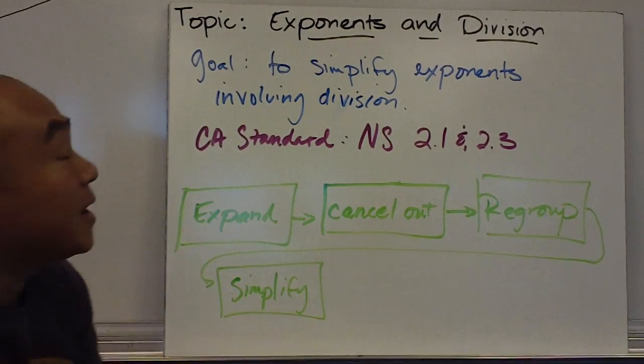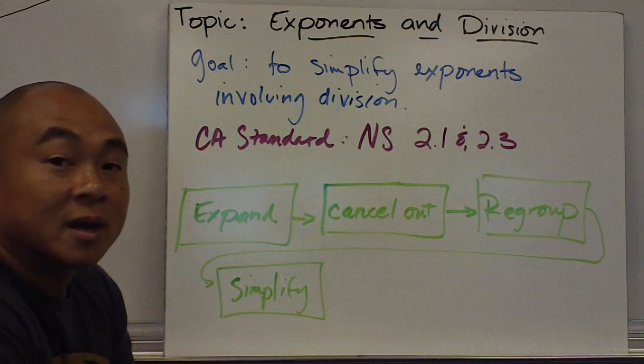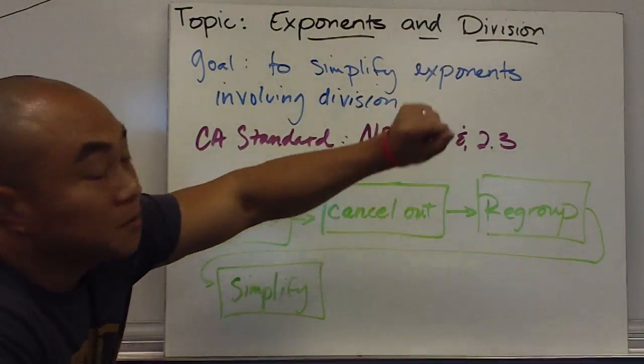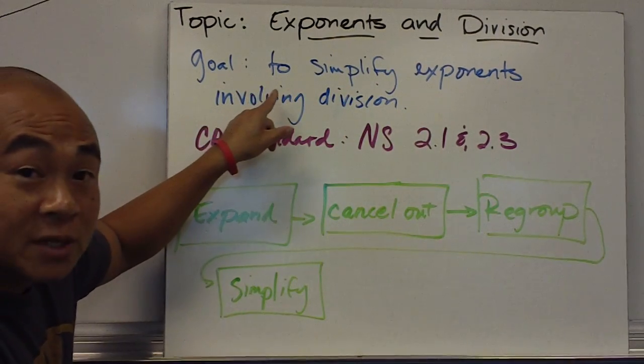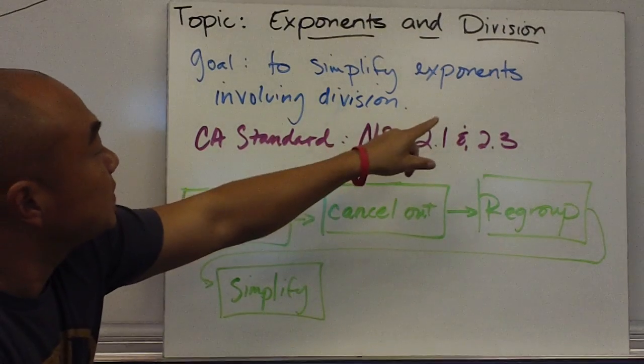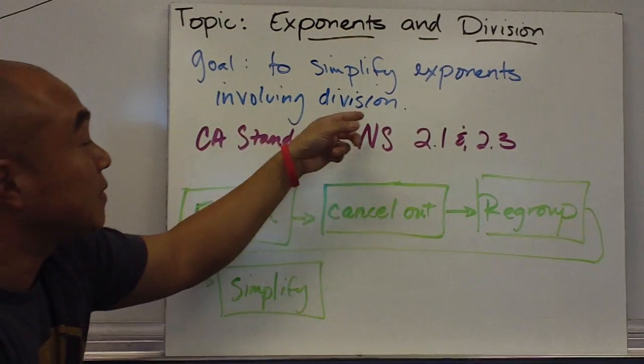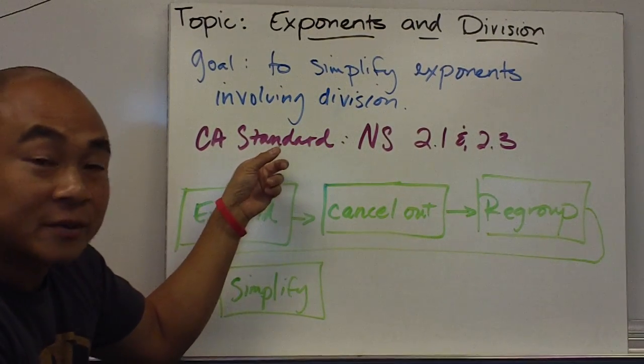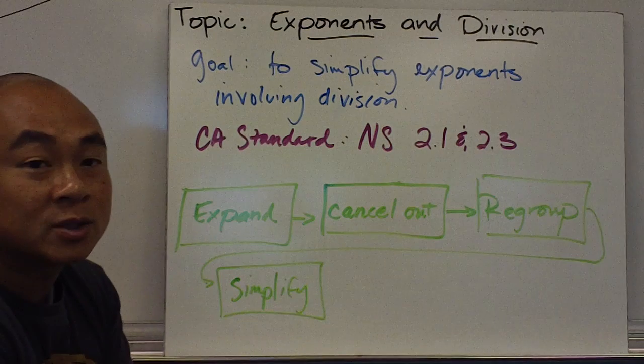Alright, hi, Mr. Ko here, and today's topic is exponents and division. Our goal for today is to simplify exponents that have division in them. And our California standard for today is number sense 2.1 and 2.3.